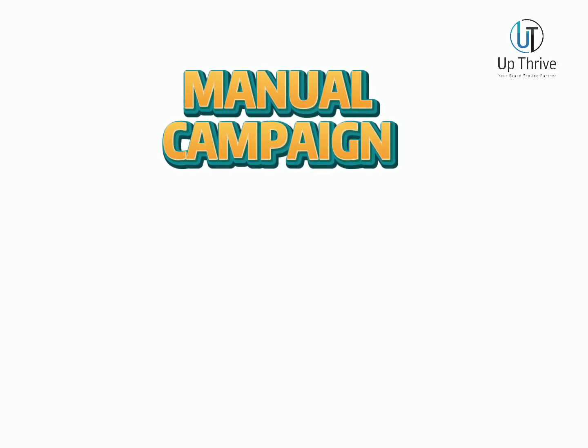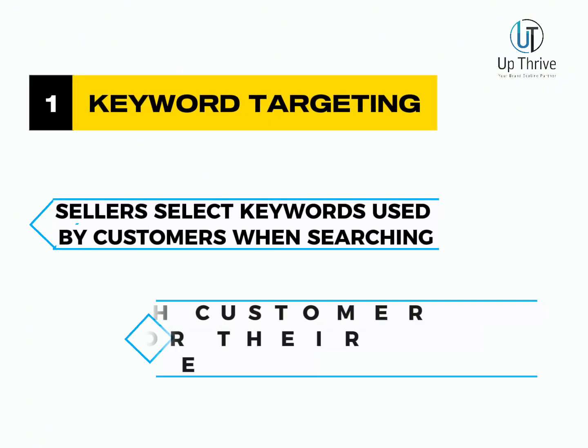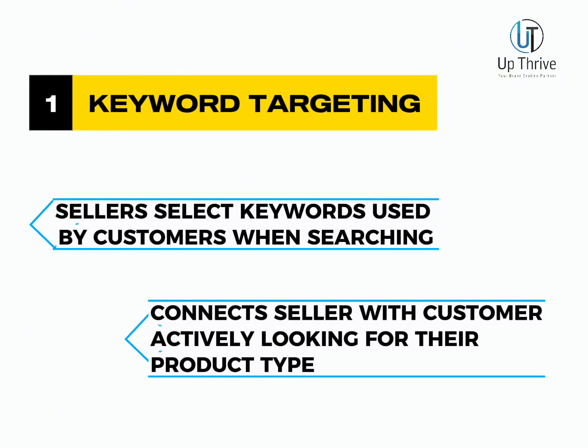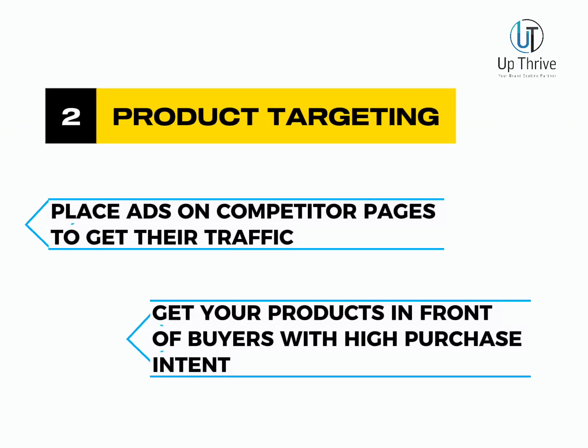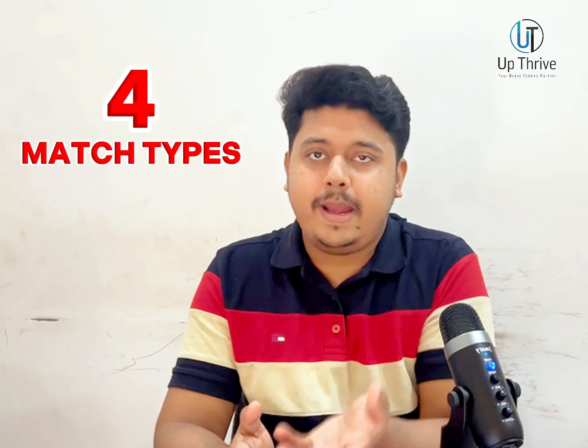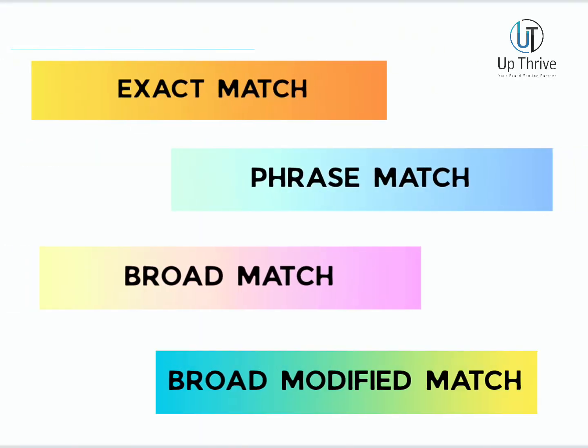Now, further in manual campaigns, there are two types of targeting. First is keyword targeting, and second is product targeting. In keyword targeting, we target search terms or keywords, which is great for ranking and scaling on the keywords. While in product targeting, we target competitor ASINs, which is great for capturing competitors' traffic and increasing visibility. Further in manual campaigns, Amazon gives us the option of four match types to target: exact match, phrase match, broad match, and broad modifier.